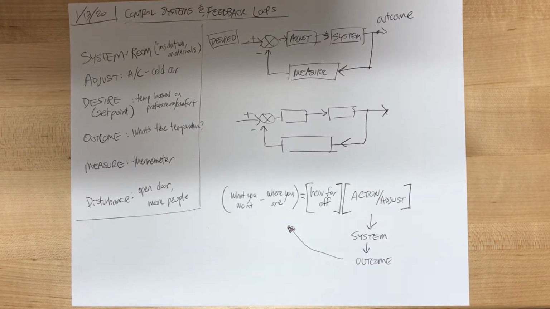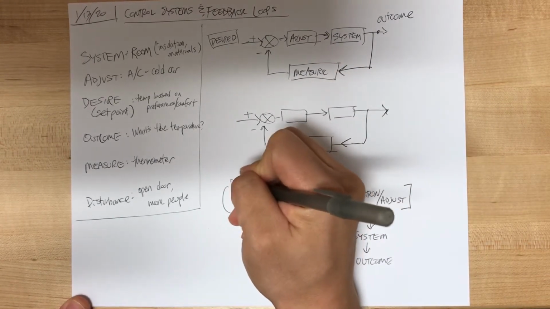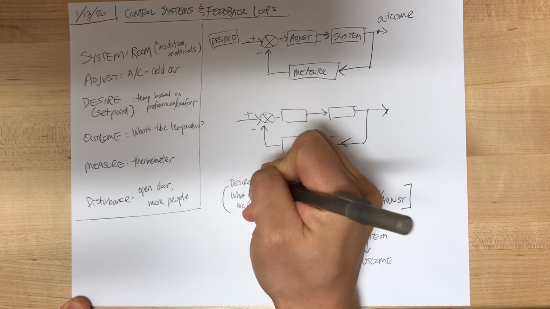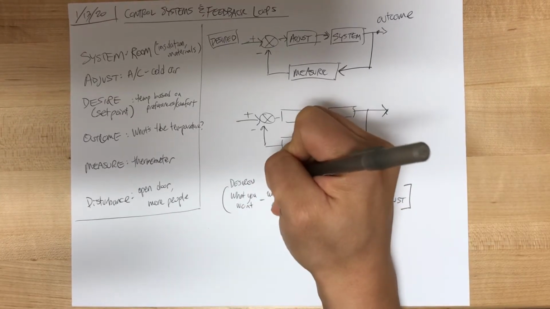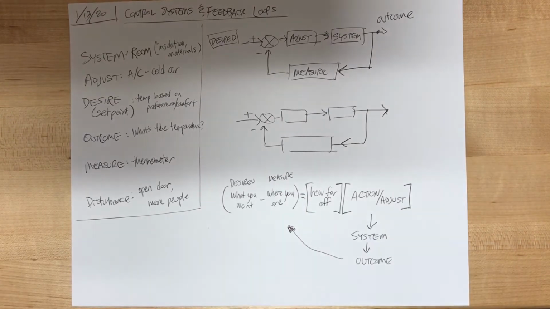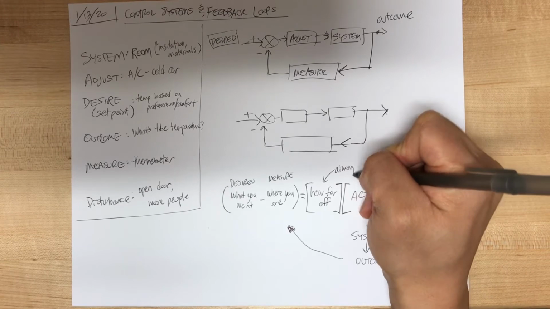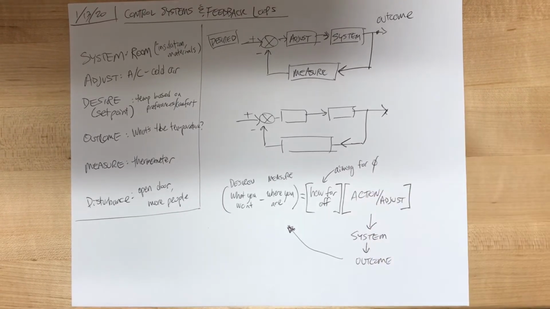Okay? So let's take a look at it in a different way. We've got what you want, which is this desired, minus where you are, that's the measurement, and that's going to equal some sort of distance. You are aiming for 0, because when this difference is 0, then you're all set.